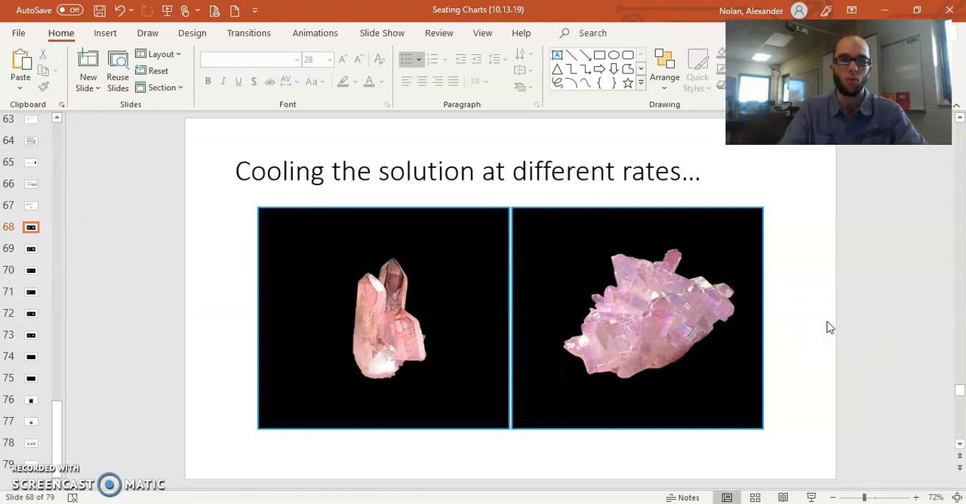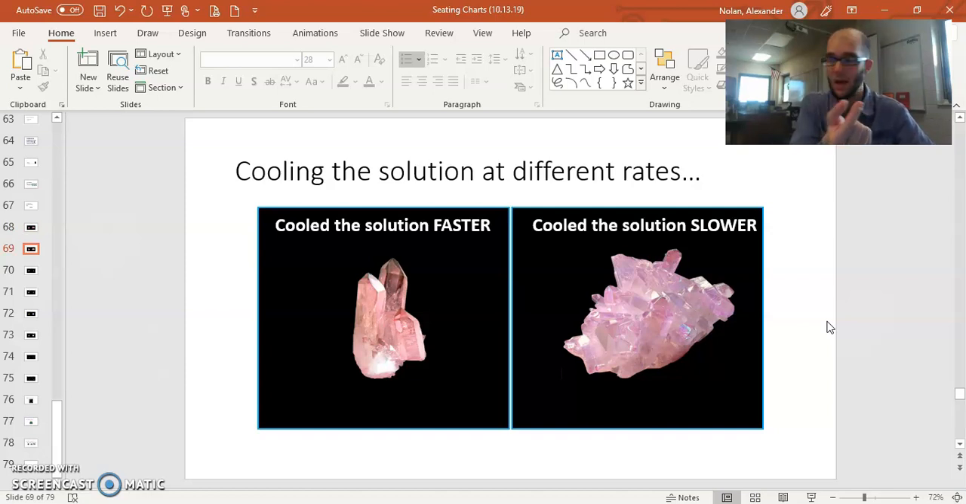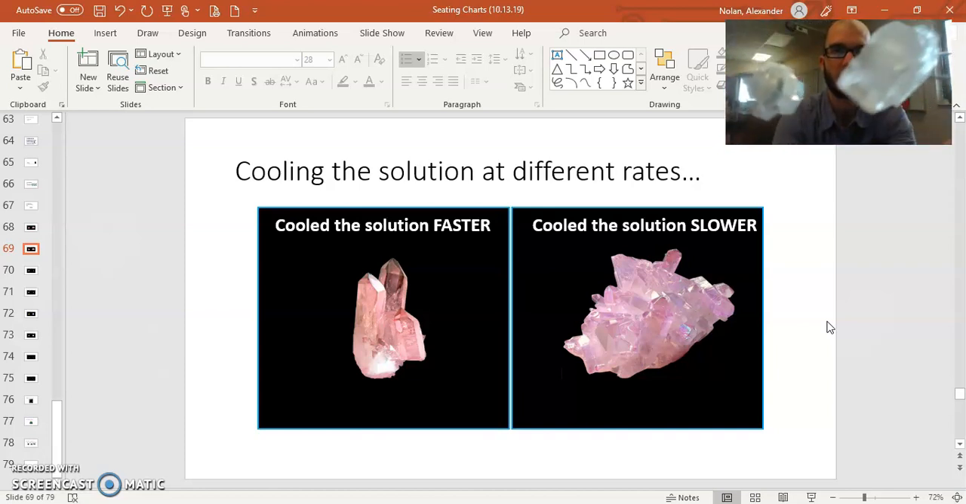What it turns out, the relationship between the size of the crystal and the rate of cooling is that the faster that you cool that solution, the smaller the crystal is. I have a couple of examples here in which we have a difference in the rate of cooling. So here's my two crystals. Actually, I guess I should switch them so they look that way on your screen. Here we go. This big one was cooled slowly. This little one was cooled rapidly.